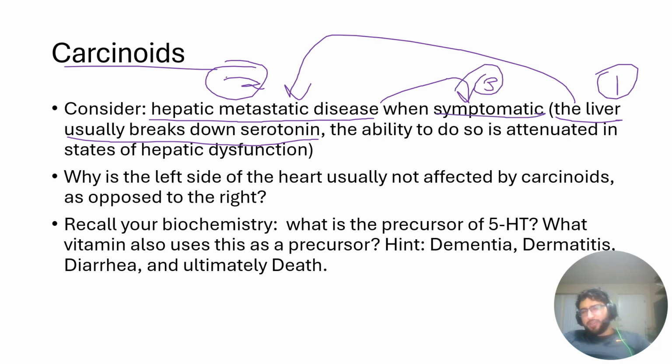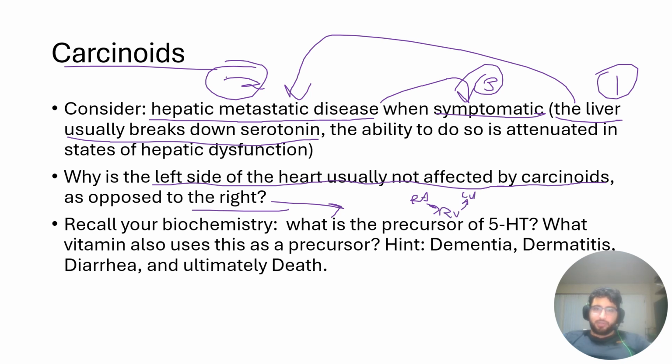Okay. Now you also get heart failure. You can have some heart issues. We're not going to go too deep into it, but it's usually the left side of the heart that's not affected, but the right side is. So usually the left side of the heart is not affected, the right side is, and that's because the lungs, if you remember, you have your right atrium to your right ventricle, into your lungs, and then the left-sided heart. But the lungs can break down the serotonin or the carcinoid products.